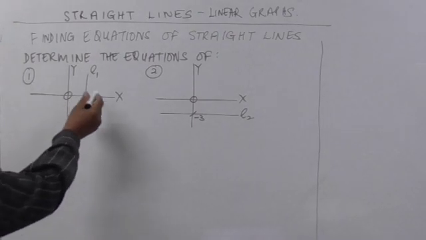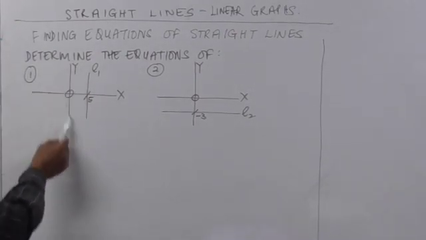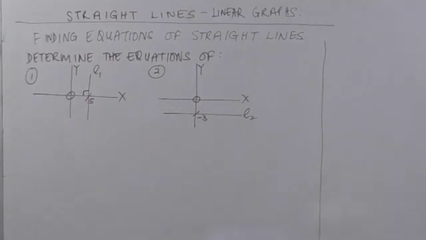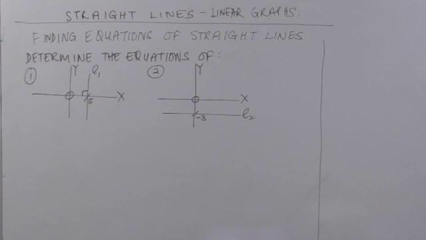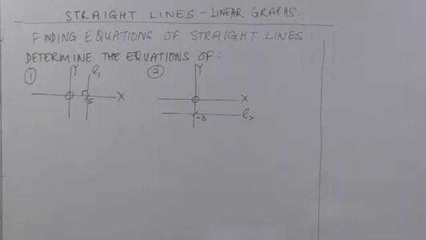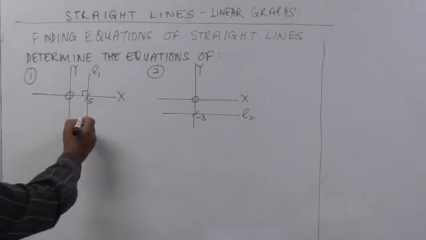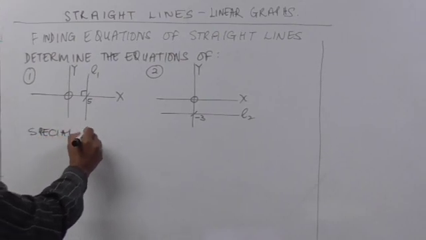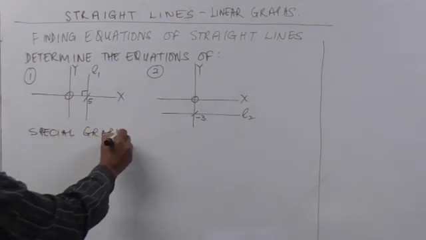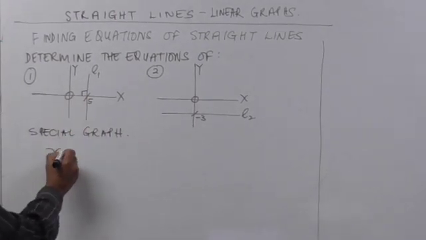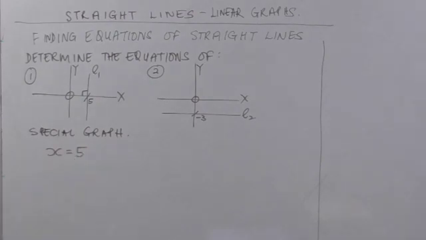In this example, if you study the example, you can see there's a y-axis, x-axis, and there's a line L1 that forms a right angle with the x-axis. Now it's very important, it forms a right angle with the x-axis. Therefore, this is what we call a special graph. And to find its equation is very simple. It's a special graph going through the x-axis at 5. Therefore, the graph is x is equal to 5. Case closed. That's how simple it is.